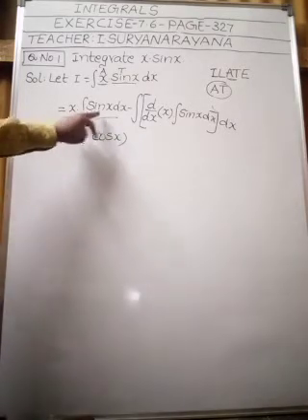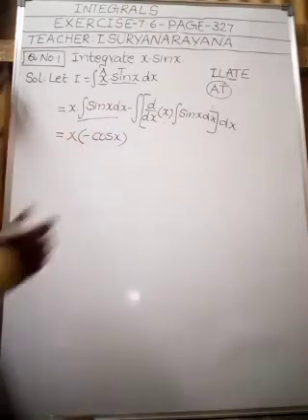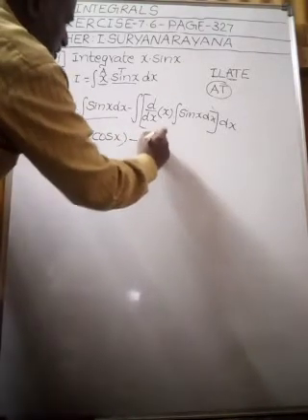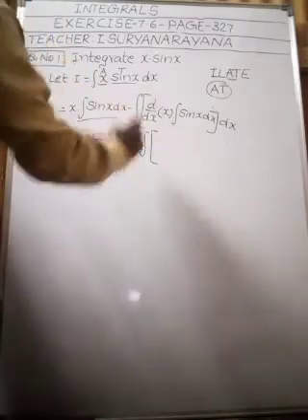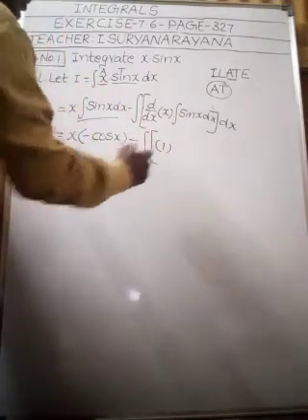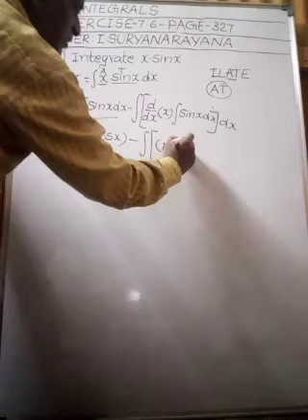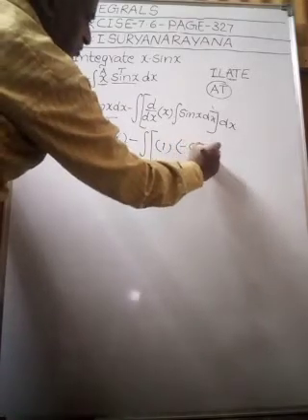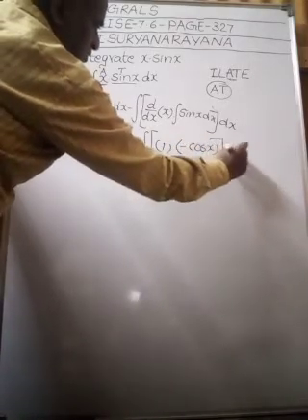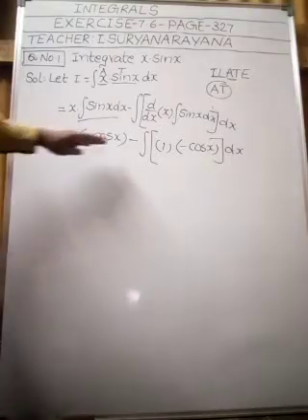Okay, my children, integral sin x dx value is minus cos x minus integral of, what is the value of d by dx of x? 1 into integral sin x dx value minus cos x whole dx. Understood this step, my children?